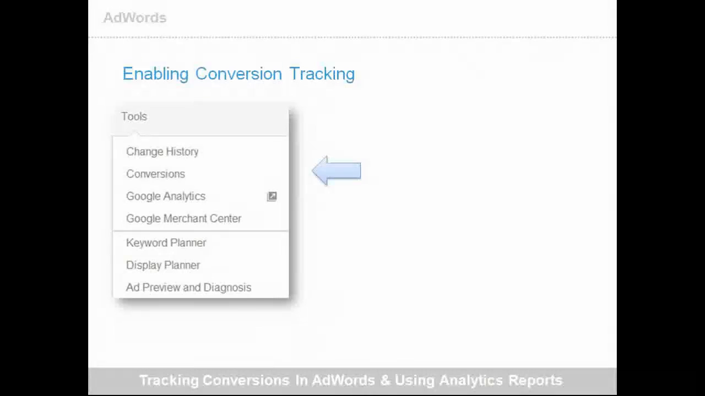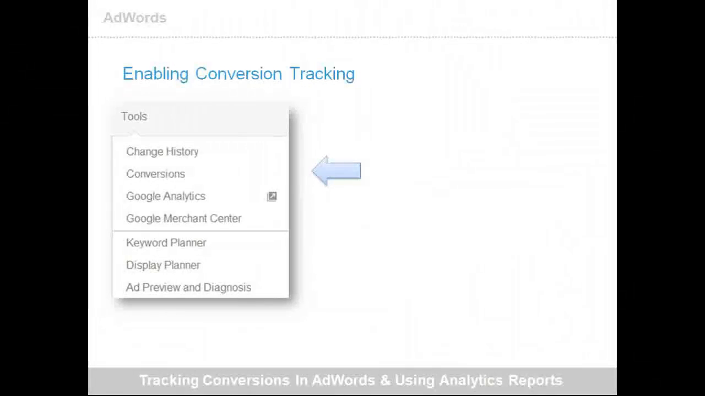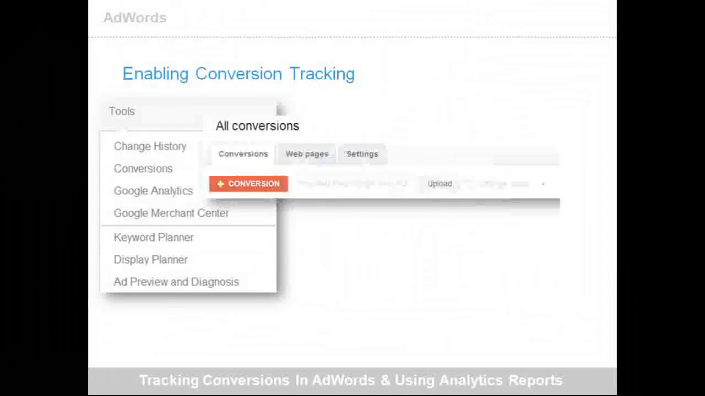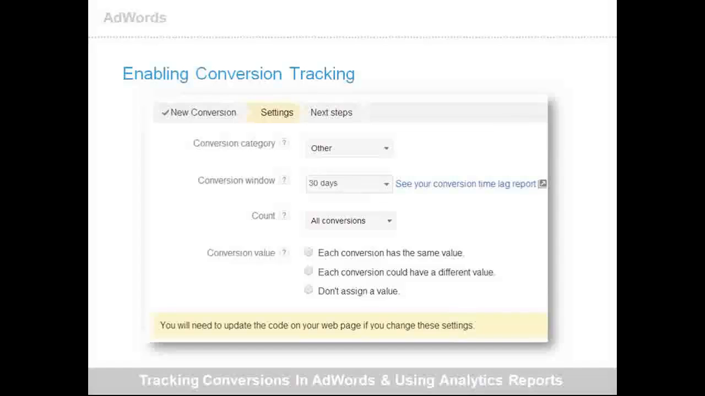Right. So under tools, on the changes tree, the second category, you have conversions right there. Once you click on conversions, it takes you to a panel where you can start identifying which conversions are definitive for you. What really defines a conversion for you? You can upload a conversion type out here. You can set a new conversion.